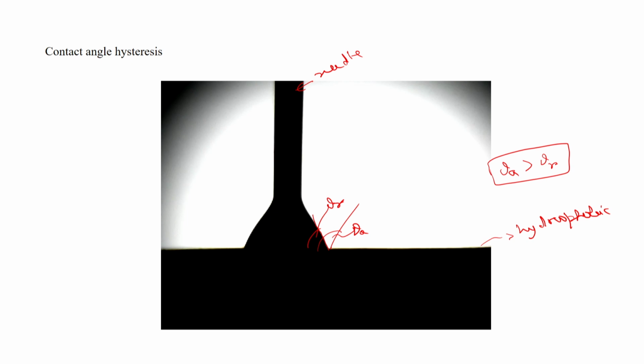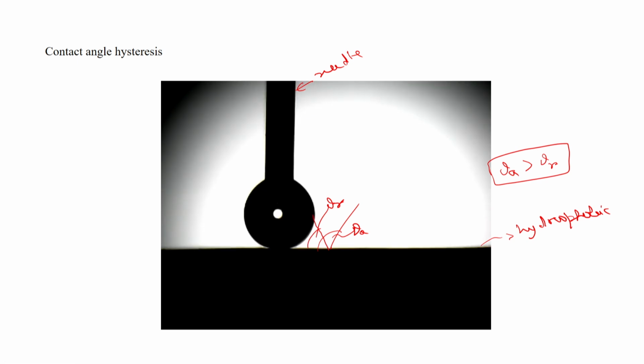The surface might appear hydrophobic in the advancing stage, but when receding it does not show that hydrophobic behavior. So, this is an example of contact angle hysteresis. We can see the manifestation of contact angle hysteresis or surface hysteresis in some other cases as well.